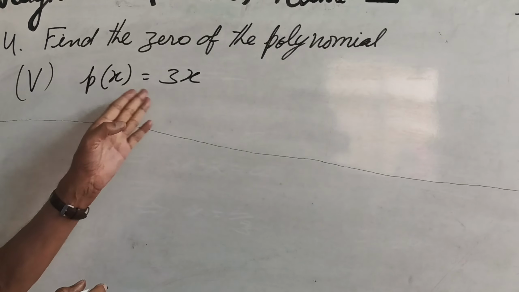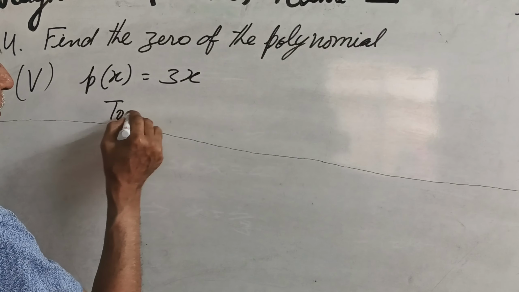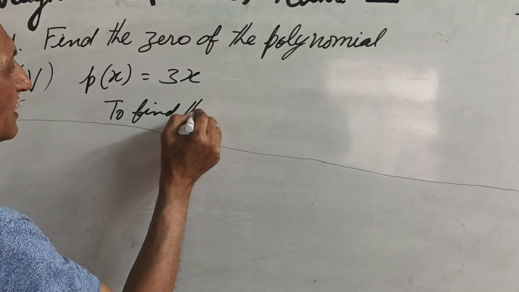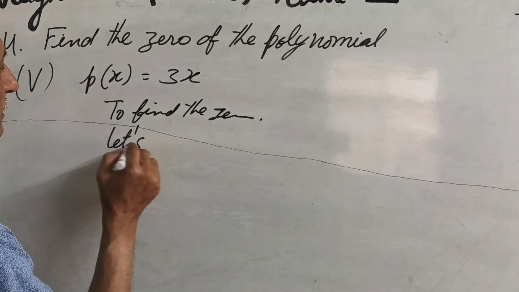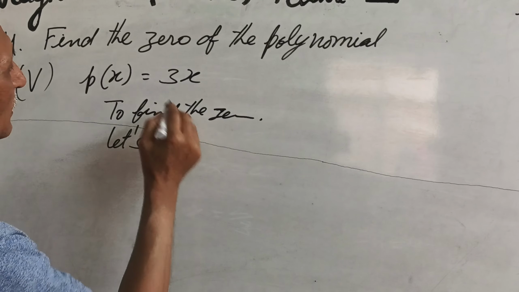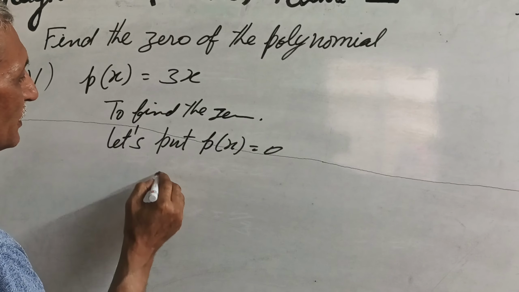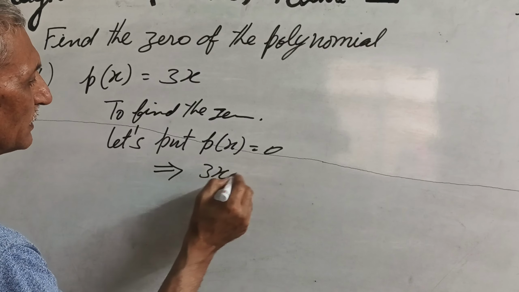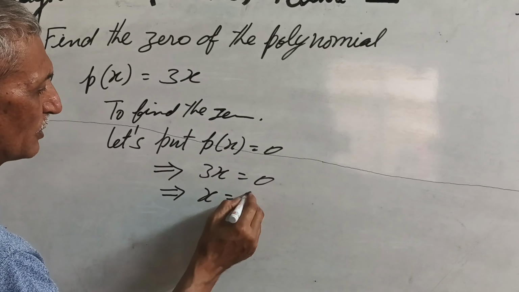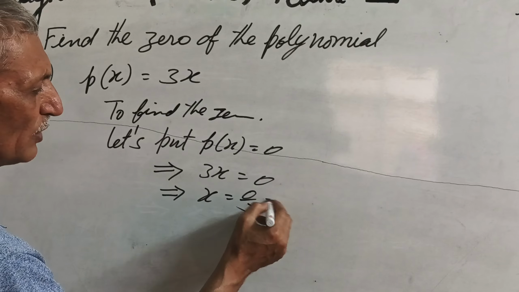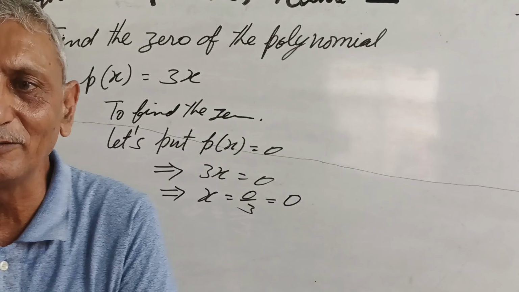See, this is the given polynomial. We have to find the 0. To find the 0, let's put px is equal to 0. That will give you 3x is equal to 0. That means x is equal to 0 upon 3. 0 divided by any number will give you 0. 0 divided by 3 will give you 0.